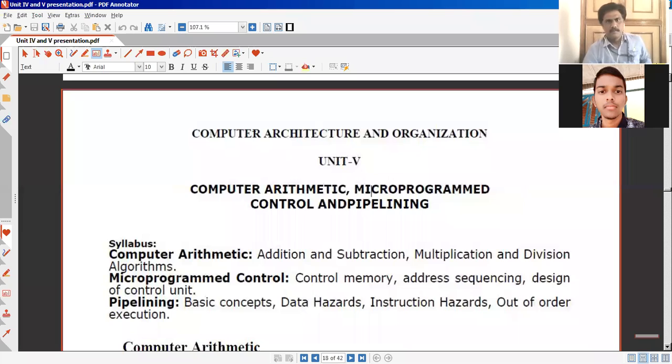Yeah, I think Unit 5, that screen is visible to you, PDF file.